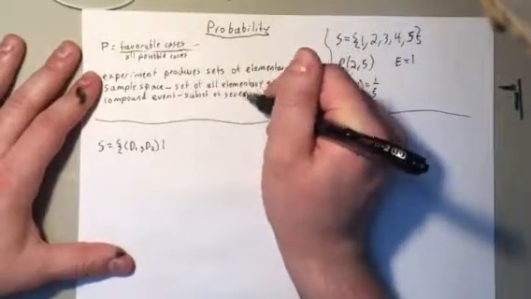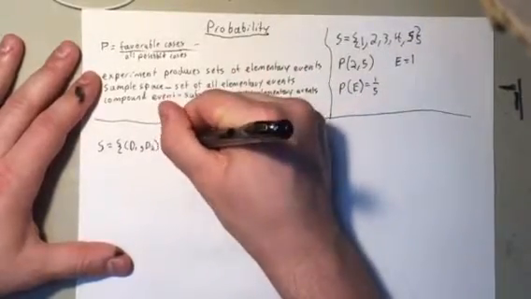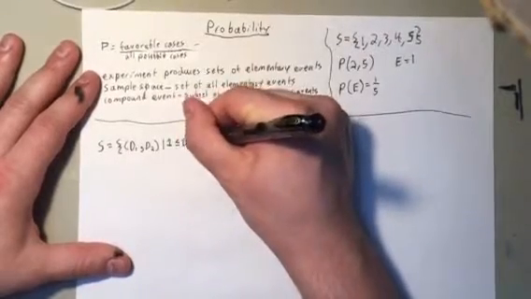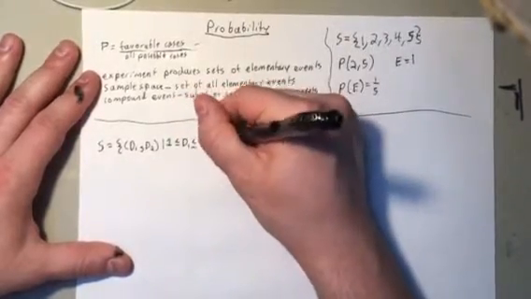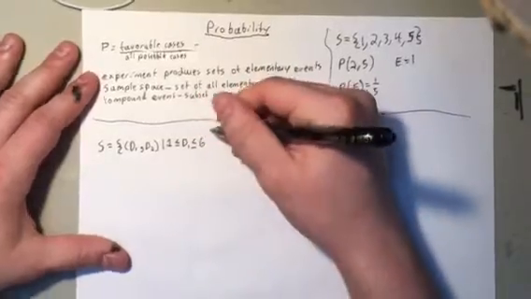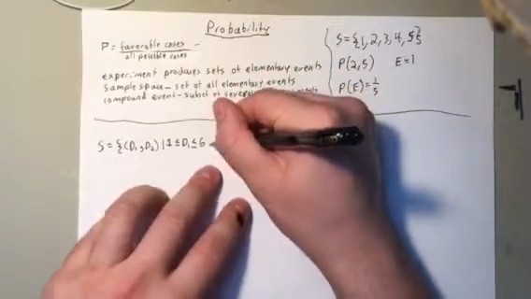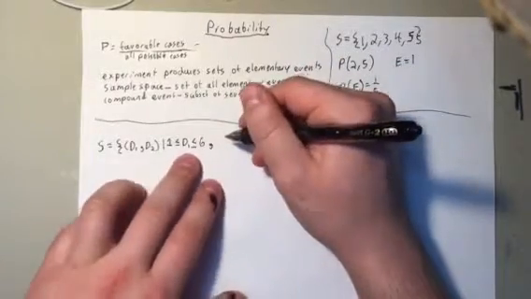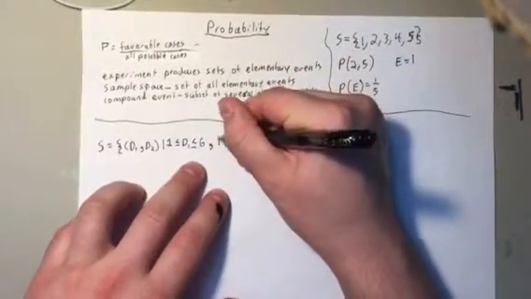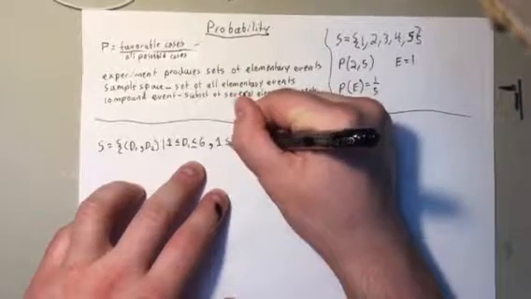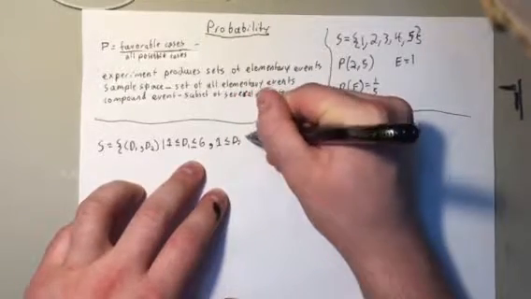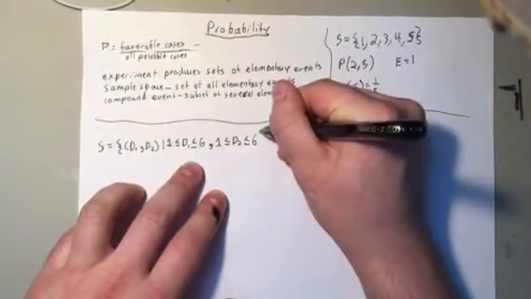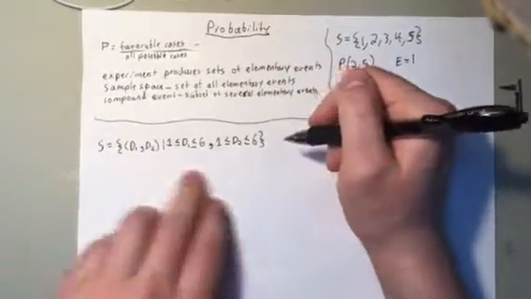So D1 would be between 1 and 6 inclusive, so we'll just write it out like this, up to 6. And then we would also have D2, that's also between 1 and 6 inclusive, so 1, 2, up to 6, okay? And then that would end our set.